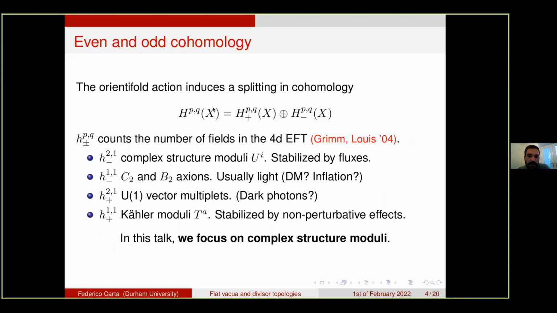The orientifold will split cohomologies into even and odd sectors, and in particular, the dimensions of the even and odd subspaces will count the number of fields that we have in the 4D theory. We have h21 minus complex structure moduli U^i, which will be the main protagonist of this talk. We also have h11 minus two-form axions, h21 plus vector multiplets of U(1), and also h11 plus Kähler moduli. As I said before, we mainly focus on complex structure.